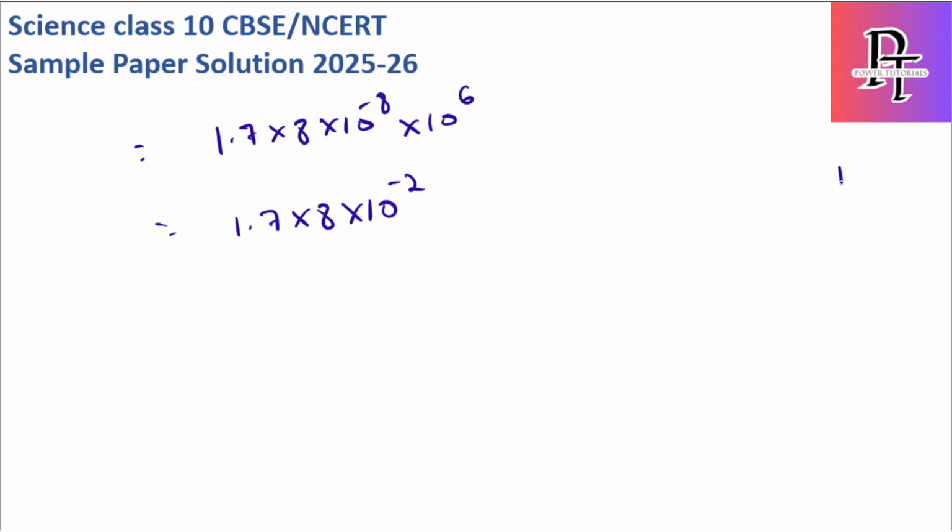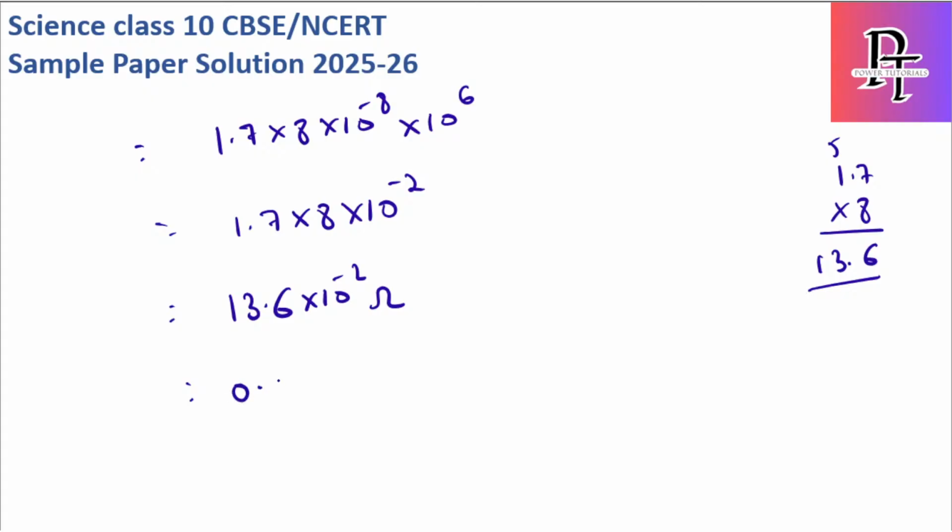So let's multiply 1.7 into 8. 7 8s are 56, 5 carry 1, 8 1s are 8, 13 point 6. So it is 13.6 into 10 to the power of minus 2. Very good, Ramu. Your answer is correct. 13.6 into 10 to the power of minus 2, and the unit of resistance is ohms. Or else I can also write it as 0.136 ohms. Yes, Ramu, I just saw your chart. Your answer is correct.